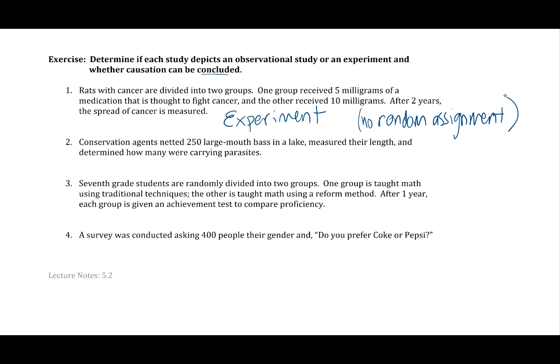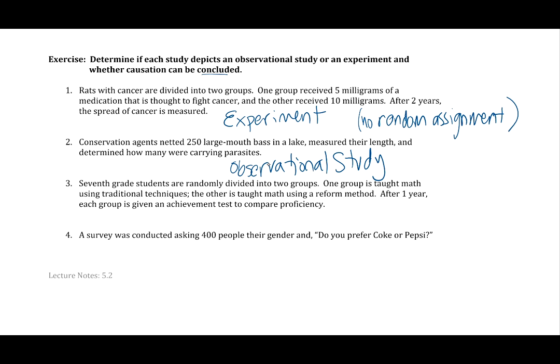We didn't apply a treatment. They didn't give them more food to increase their length or give them some kind of parasite treatment. Like nothing happened. They just picked them up, measured them, recorded some variables on them. So this is an observational study. So even if we found some statistically significant relationship between the length of the fish and whether they had parasites or not, we couldn't conclude that length causes parasites or vice versa because this is an observational study with no treatment being applied.